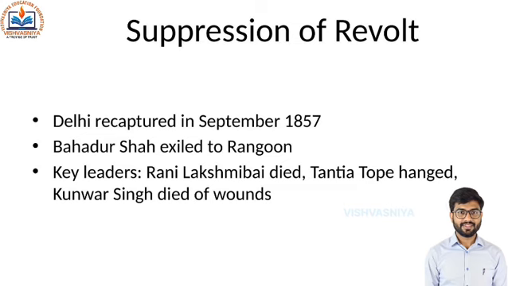The British responded quickly. They recaptured Delhi in September 1857. Bahadur Shah Zafar was captured and exiled to Rangoon, Burma. Key leaders were either killed in battle or executed. Rani Lakshmibai died fighting. Tantia Tope was captured and hanged. Kunwar Singh died from his wounds.